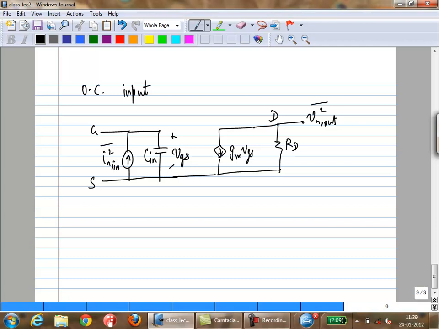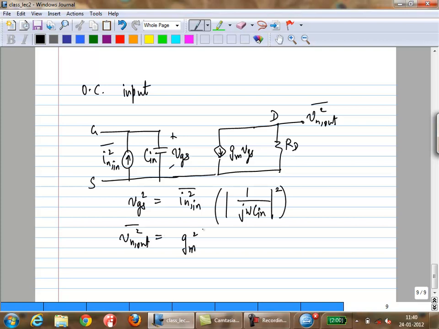Okay. What is VGS squared? Correct? So noise current flows through Cn. What is the noise voltage? It's In times the magnitude of 1 over j omega Cn. So VGS squared, times Gm squared RD squared is the gain now. Gm squared times this, times RD squared. That is the output noise mean squared voltage.